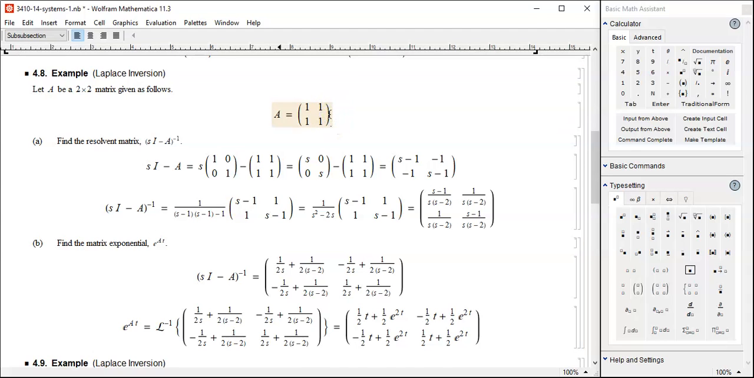So from here, we can take the resolvent matrix sI minus A and do your computation here, and then take the inverse matrix using the inverse matrix formula, 1 over AD minus BC, crisscross, and then switch the principal diagonal and then put negatives there, which I did, okay, correctly done.